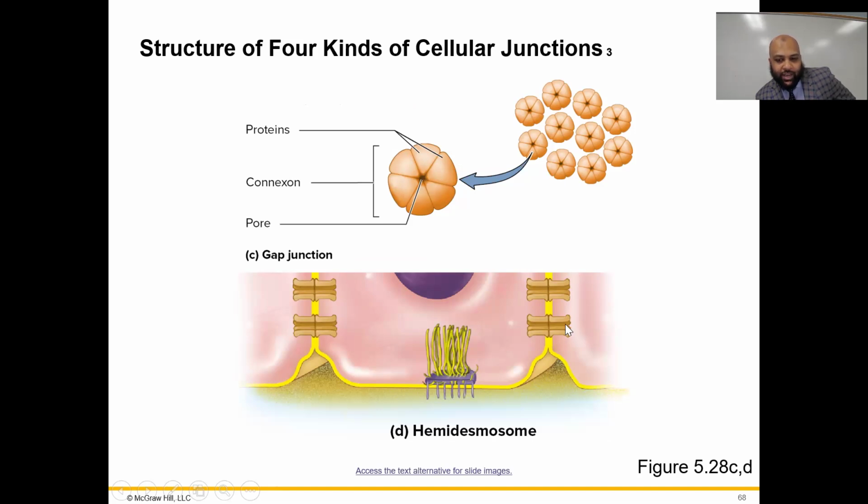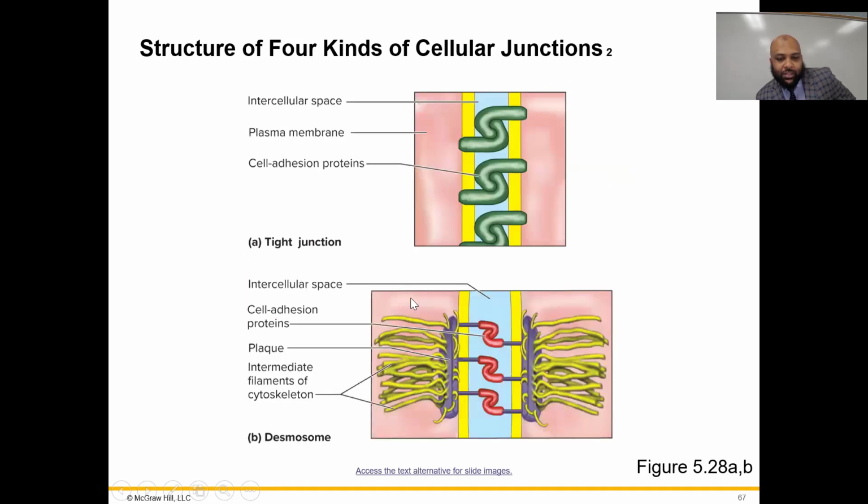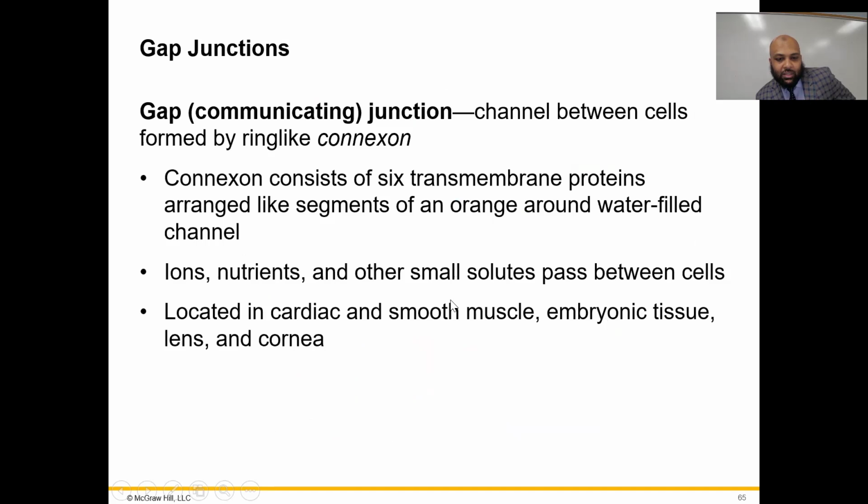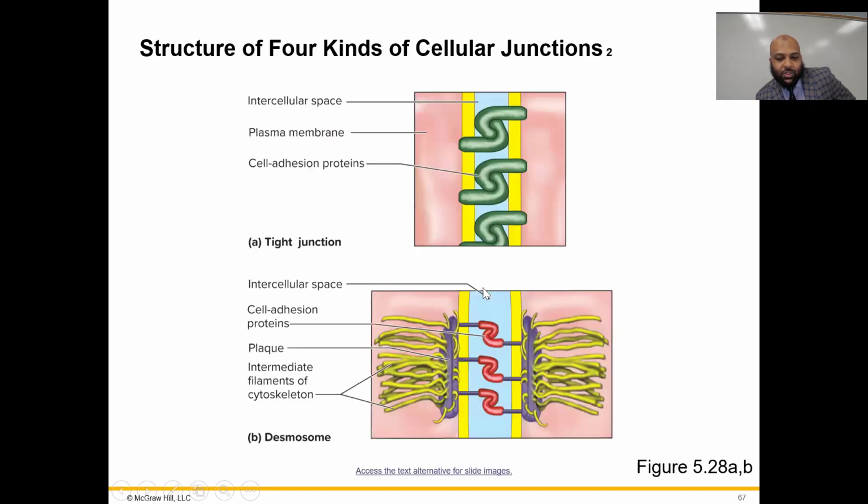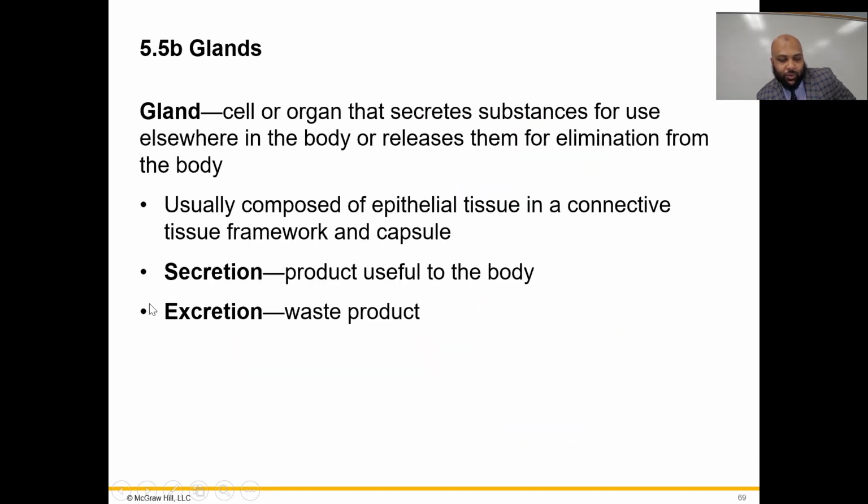Connexins are found in the gap junction, and they permit passage through this hole. You see, these are the connexins. They allow the cytoplasmic material, nutrients, ions, and small solutes to pass easily between the cells.